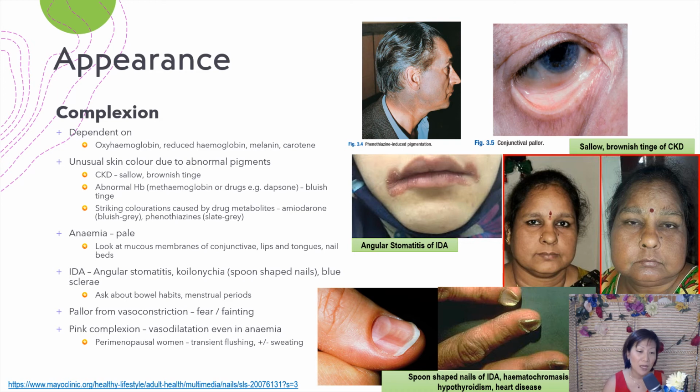in clinic. Some pink complexion type patients could represent vasodilatation, and this can even occur in anemia, so it gets a bit confusing. Perimenopausal women, for example, could experience transient flushing, so you can actually see them all flushed up, which may or may not be accompanied by sweating. Facial plethora is a situation where you get elevated hemoglobin as well as hematocrit, and that's the flushing in the face. I don't think that's very commonly seen. I think locally there are a bit more pale people than there are flushed people.